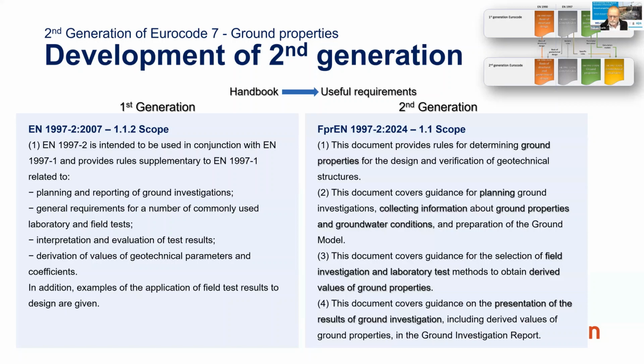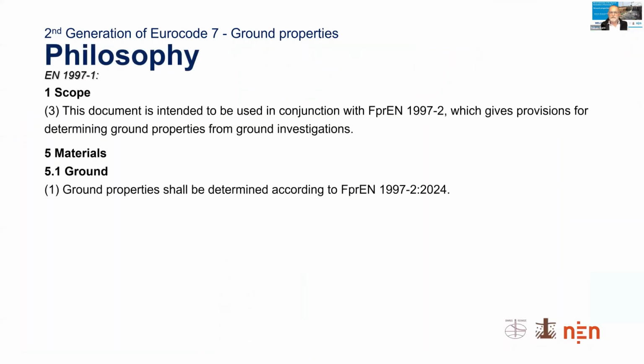So, what was the philosophy behind Eurocode 7 Part 2? To see the philosophy of Part 2, we have to start in Part 1, because Part 1 is the one guiding you as a reader, as a user, into Part 2. The scope of Part 1 says, in bullet point number 3, "This document is intended to be used in conjunction with Eurocode 7 Part 2."